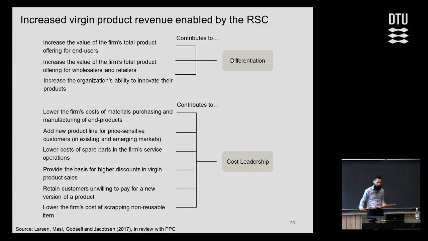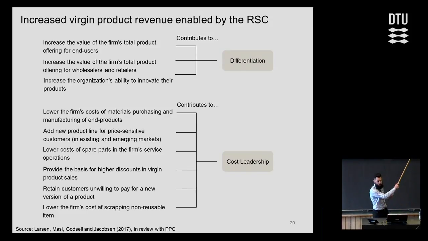Okay, so I found 9 different ways that the reverse supply chain can contribute to these two generic strategies. 3 ways of how the reverse supply chain can contribute to differentiation, and 6 ways of how it can contribute to cost leadership. The top 2 have to do with increasing the value of the product offering, either directly to customers or to wholesalers and retailers, players in the firm's distribution chain. And the third one is to increase the ability to innovate by learning from the reverse product streams.